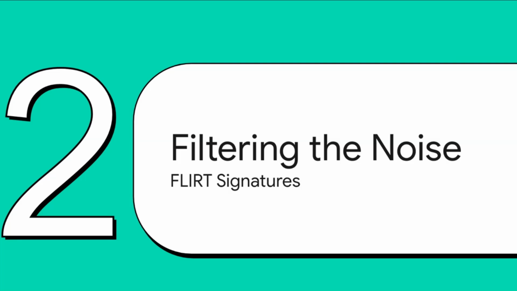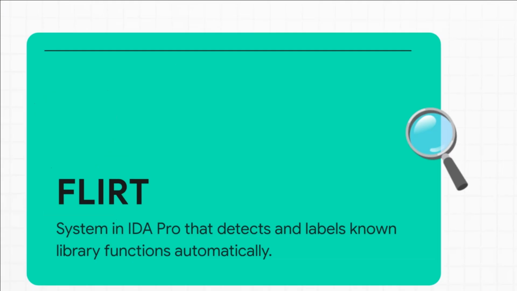So, Section 2, FLIRT, filtering the noise. Let's introduce the ultimate automated filter that shrinks that massive haystack down for us. Enter FLIRT. This stands for Fast Library Identification and Recognition Technology. It's an automated code recognition system built right into IDA Pro. Think of FLIRT as your first absolute essential tool. Its entire job is to scan the binary, automatically detect known third-party library functions, and label them for you.